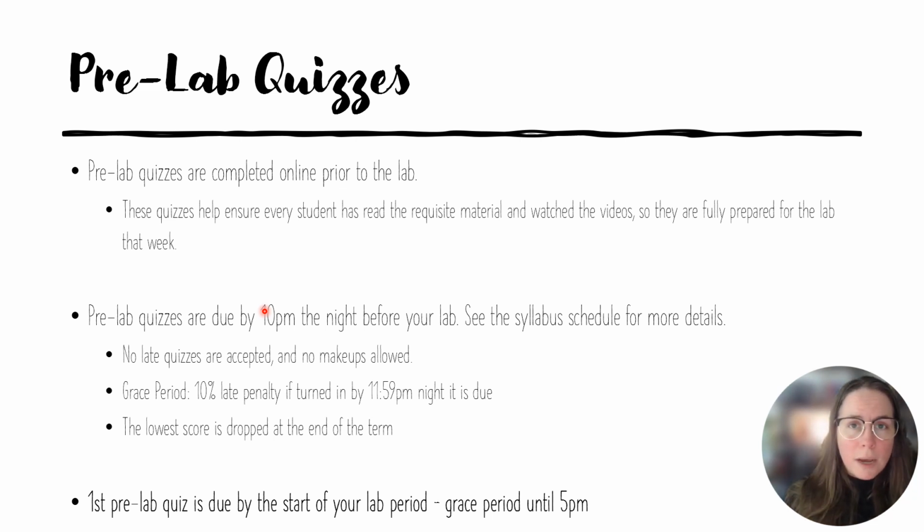I do give you guys a grace period. Stuff happens. So if you turn your pre-lab quiz in between 10 p.m. and 11:59, the day it's due, you'll just lose a half a point, which is 10%, okay? And for those times when life is crazy and you just completely forget to do it, I do drop your lowest one. So there is some grace built into the course.